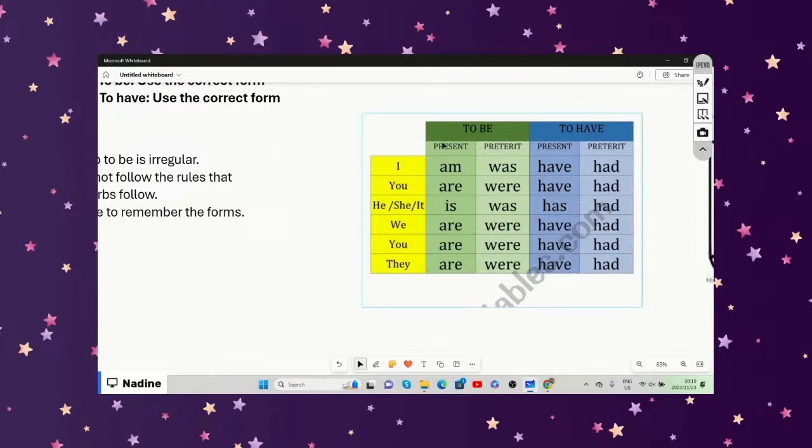As you can see, they use you twice, because you can be used as a singular form, referring to one person, or it can refer to more than one person. It's like you're pointing to a group of people. So we can say you are or you were, and that refers to more than one person. And the same with they are, they were.